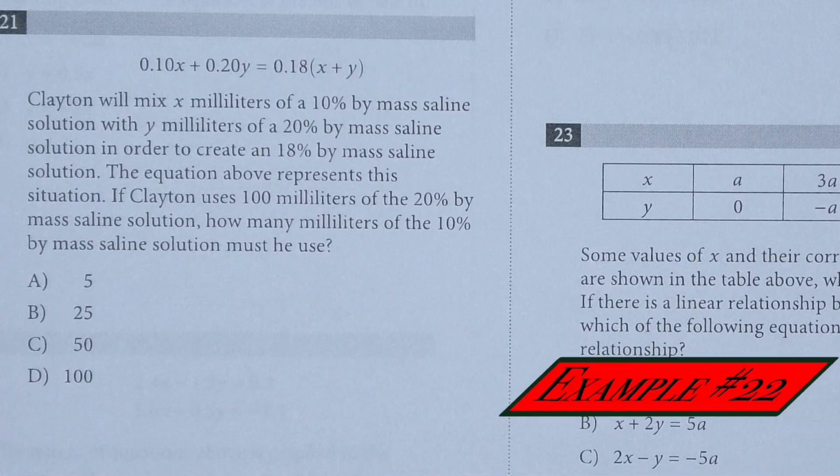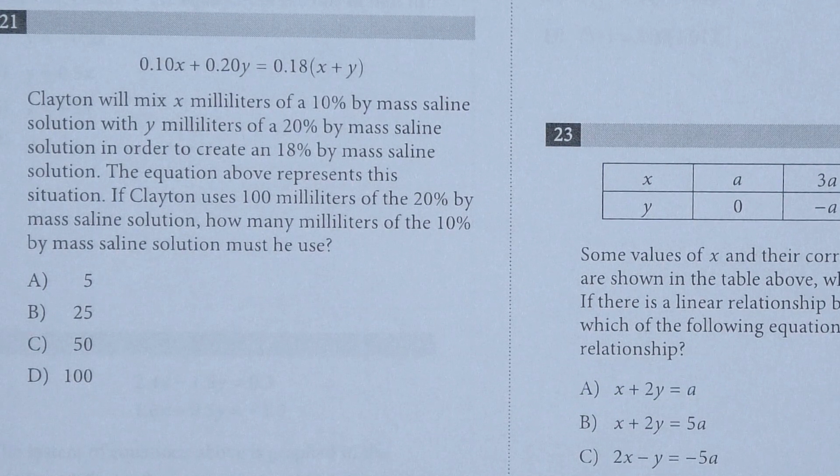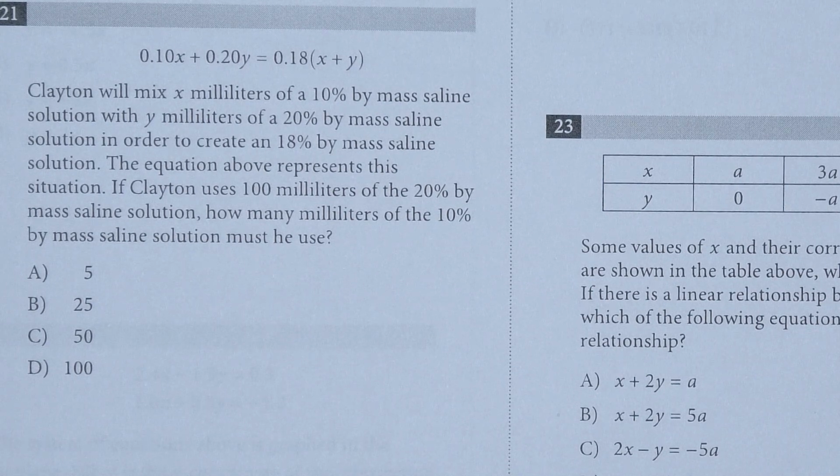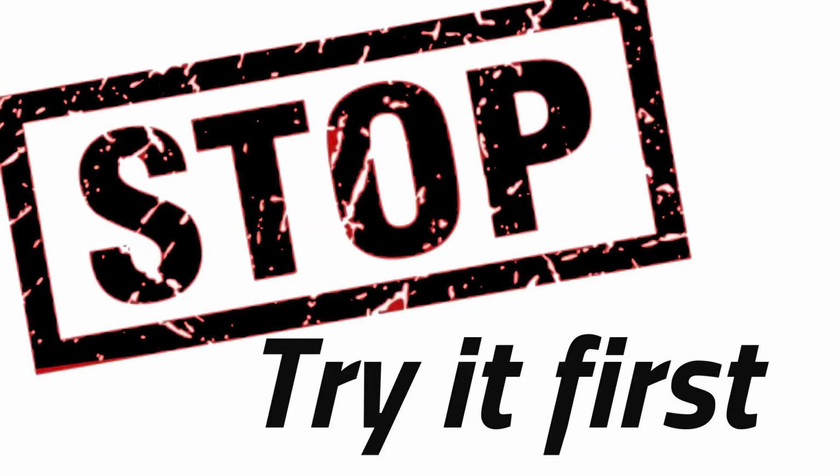Clayton will mix x milliliters of a 10% by mass saline solution with y milliliters of a 20% by mass saline solution in order to create an 18% by mass saline solution. The equation above represents this situation. If Clayton uses 100 milliliters of the 20% by mass saline solution, how many milliliters of the 10% by mass saline solution must be used?